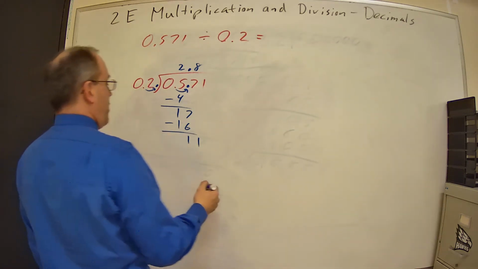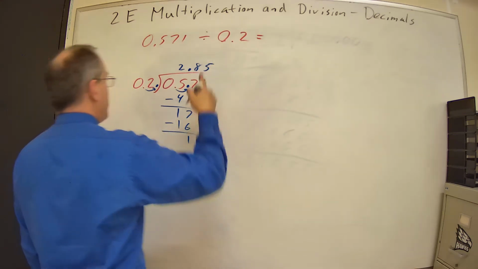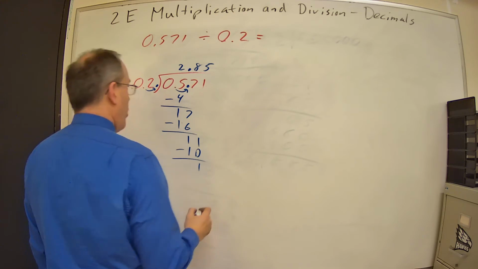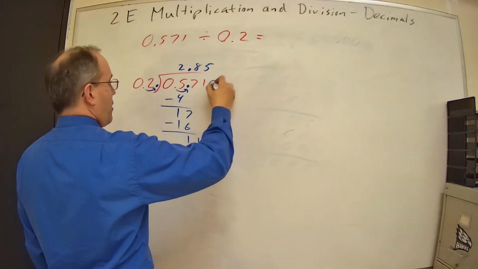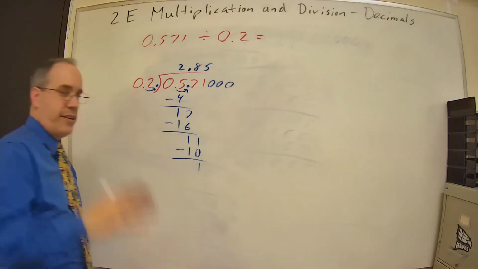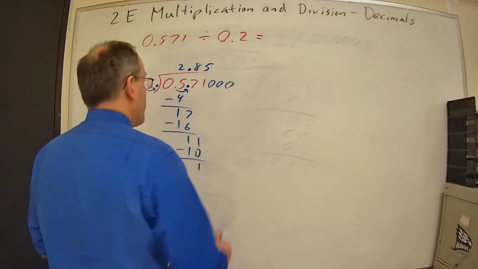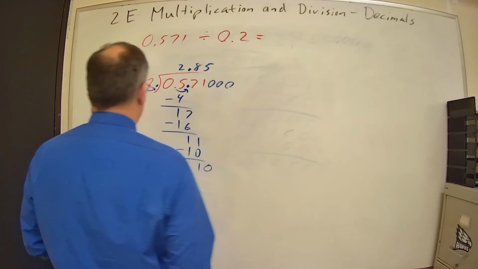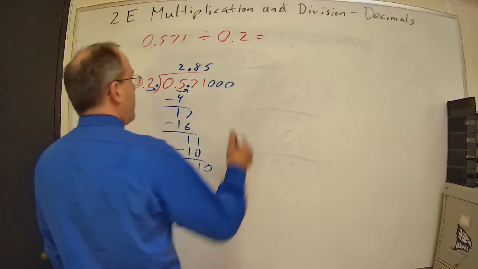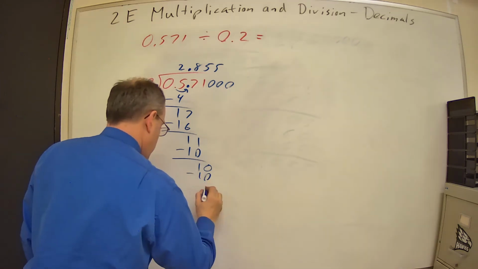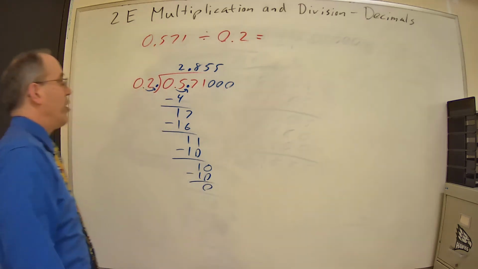2 goes into 11 5 times. 5 times 2 is 10. Subtract, we get 1. Well, I'm going to give myself some more zeros. Right on the right side of the decimal point, I can give myself as many zeros as I want. So bring that down, that's 10. 2 goes into 10 5 times. 5 times 2 is 10. 0, and we are done.